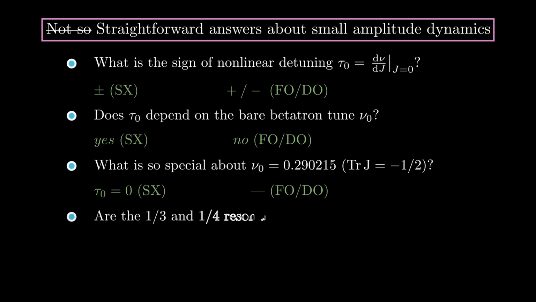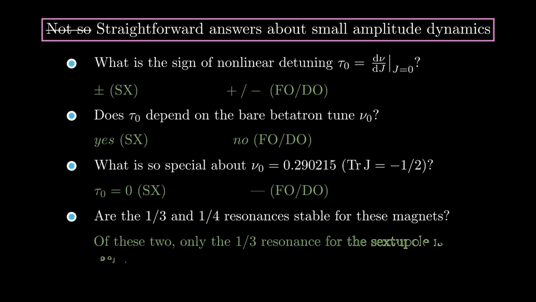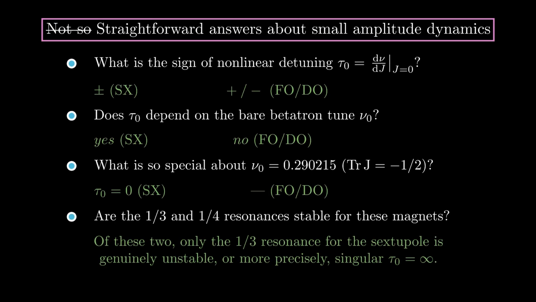Finally, thin sextupoles and octupoles are not simple, pure quadratic or cubic nonlinearities, as they might initially appear. Rather, each comprises an infinite series of elementary components, each resonating with different rational tunes. Among these resonances, only the third integer resonance of the sextupole is genuinely unstable, or more precisely, singular, with the first twist coefficient diverging to infinity.